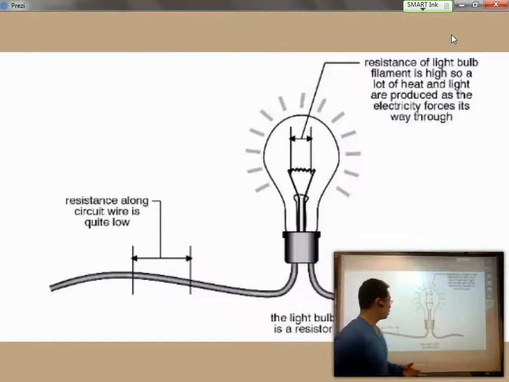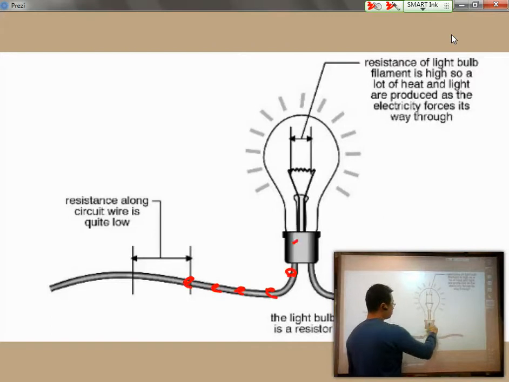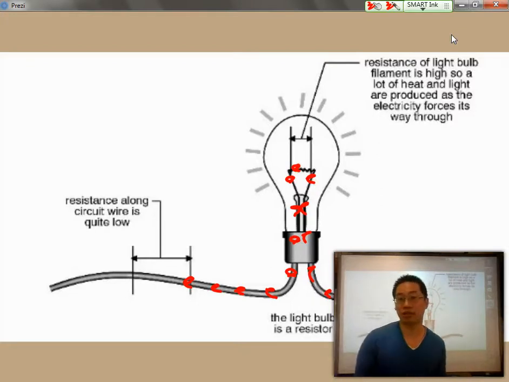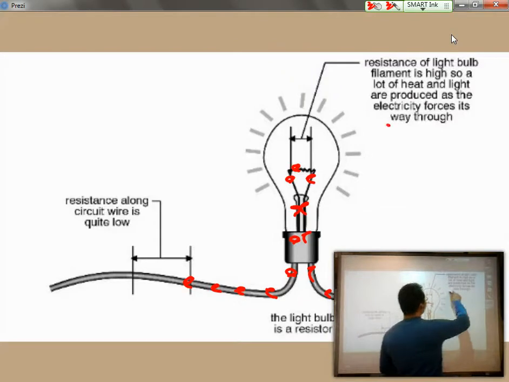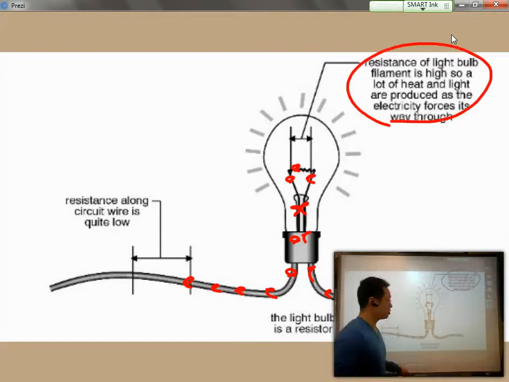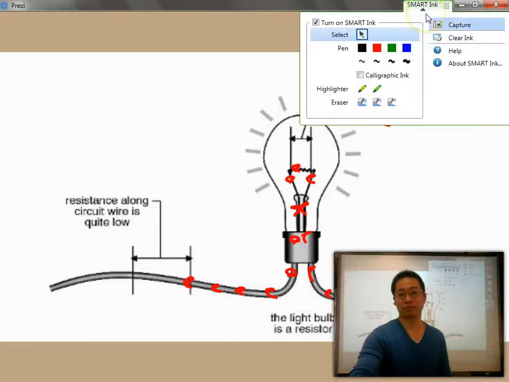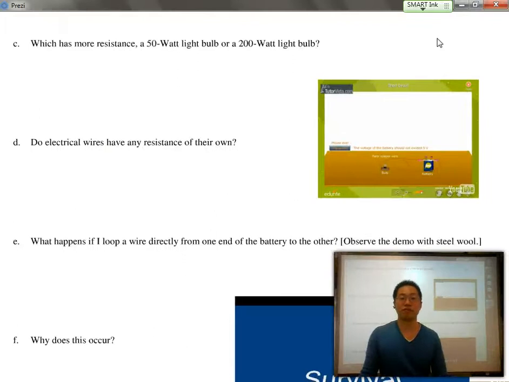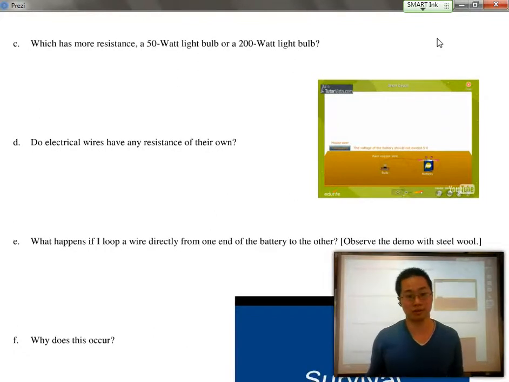Keeping in mind that with a light bulb, when you have the filament inside, the electrons are all going through the filament, and basically you want there to be more current if you want the light bulb to be brighter, and less current when the light bulb isn't as bright. So ultimately the resistance of the light bulb is very, very high, especially as compared to the wire itself. So in this case, the 50-watt light bulb has more resistance because it's dimmer.